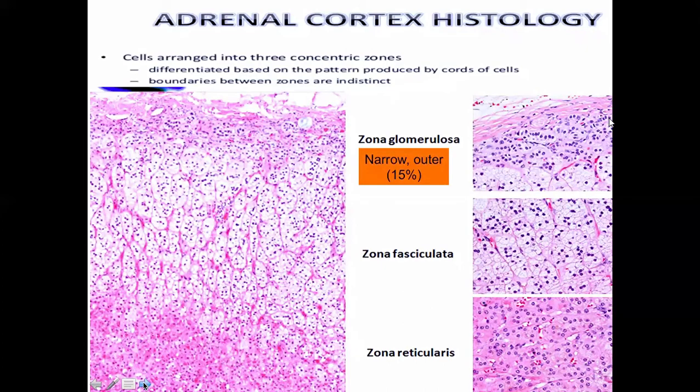Okay? So the zona glomerulosa is the narrow, most outer, the most external layer, which constitutes about 15%, whereas the zona fasciculata is the thickest layer, the middle part, constituting about 80%, and reticularis is the inner zone, which constitutes about 5%.